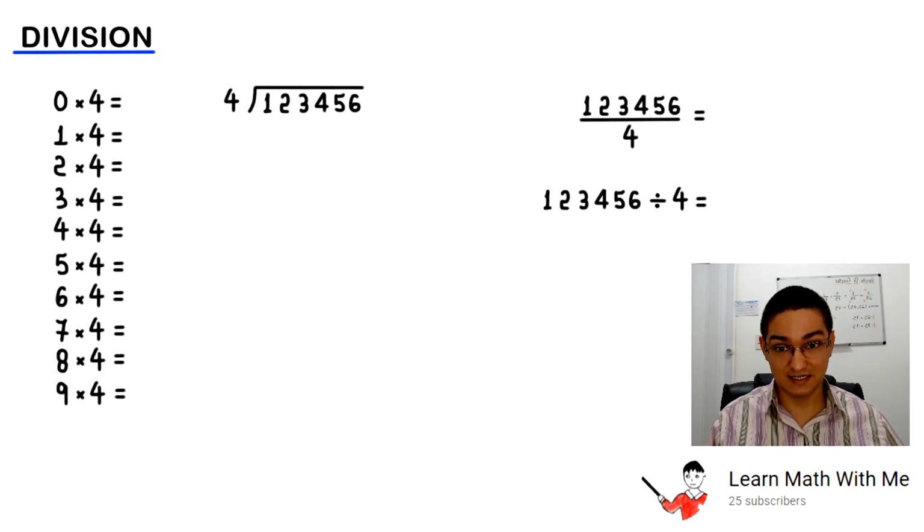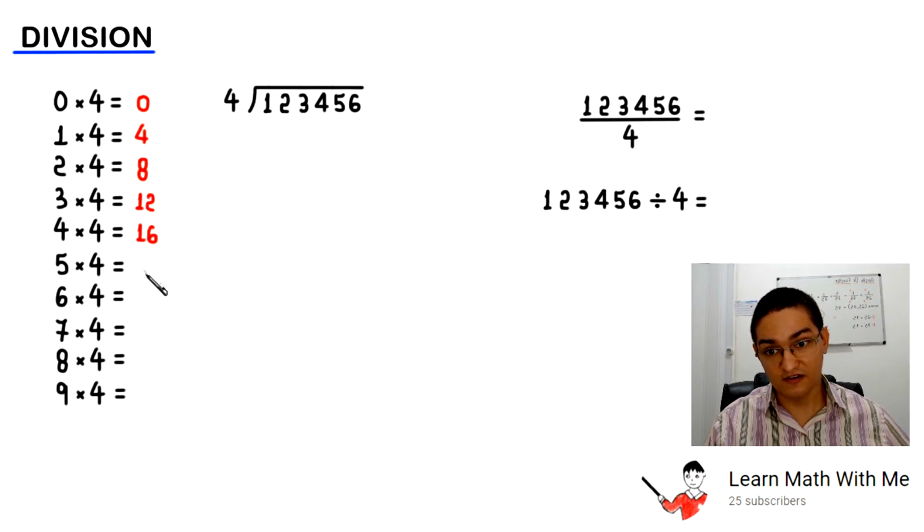Let's get started. Here the divisor is 4. It's always good that we know the multiplication table of the divisor by heart. 0 times 4 equals 0, 1 times 4 equals 4, 2 times 4 equals 8, 3 times 4 equals 12, 4 times 4 equals 16, 5 times 4 equals 20, 6 times 4 equals 24, 7 times 4 equals 28, 8 times 4 equals 32, and 9 times 4 equals 36.